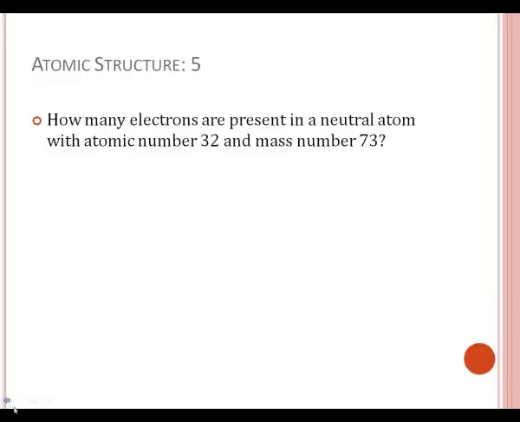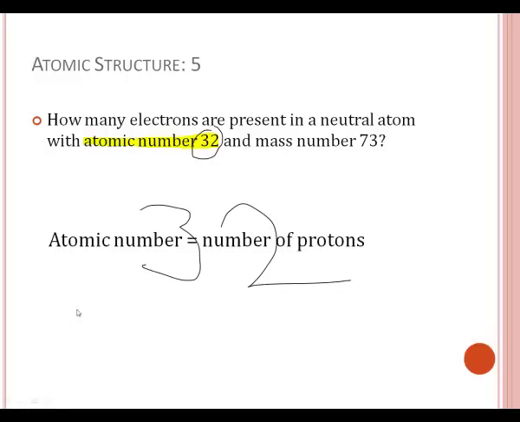So the atomic number is 32. And in a neutral atom, the atomic number is equal to the number of protons, which will also be equal to the number of electrons. So because my atomic number is 32, that means I have 32 protons, so I have to have the same number of electrons, 32. Again, atomic number equals number of protons, so we can solve this. Protons is equal to electrons because we have a neutral atom.